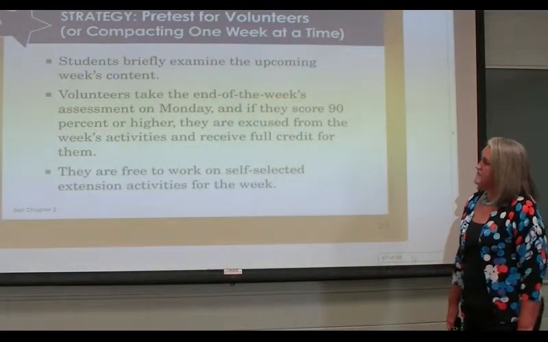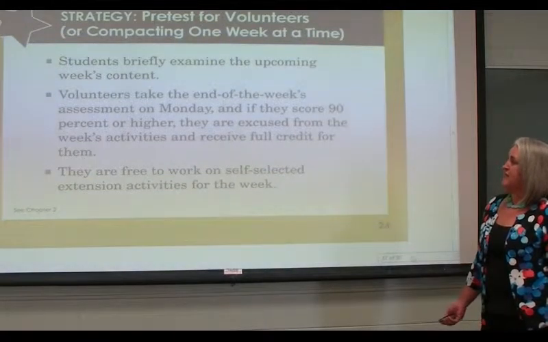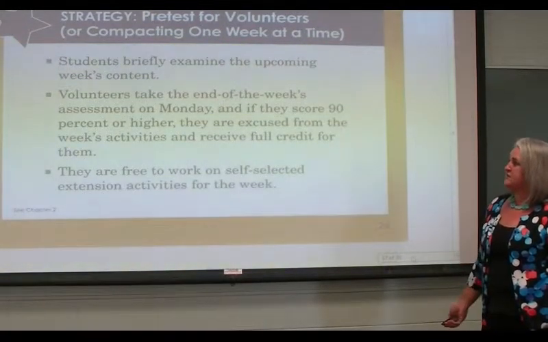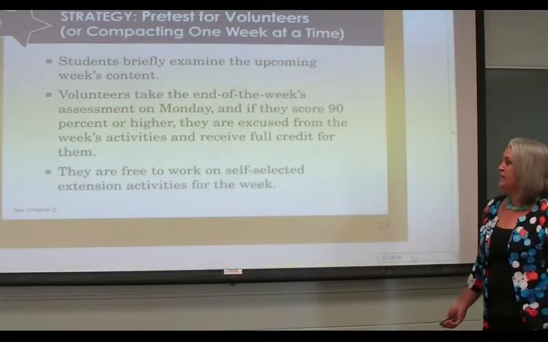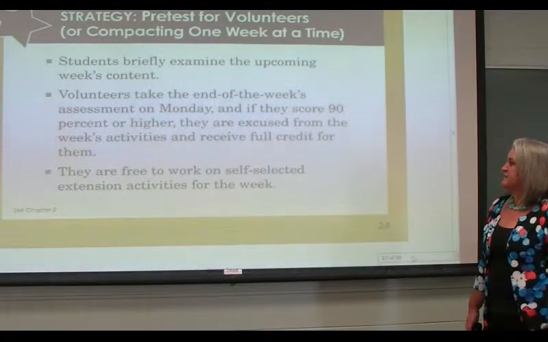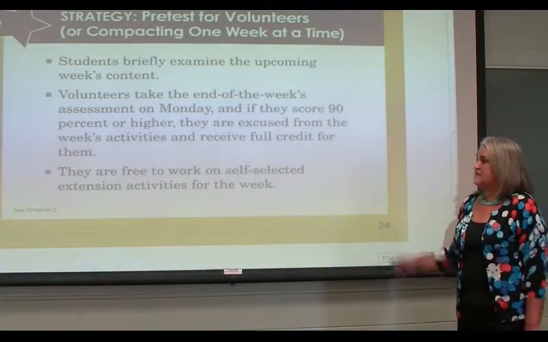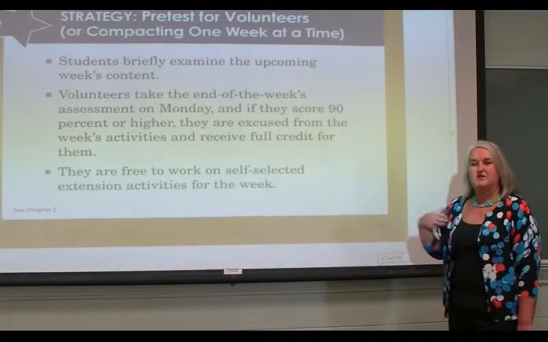Pre-test for the volunteer strategy: students briefly examine the upcoming week's content, and volunteers take the end of the week's assessment on Monday. If they score 90% or higher, they're excused from the week's activities and receive full credit. They are free to work on self-selected extension activities for the week, things that you've already predetermined and agreed upon.